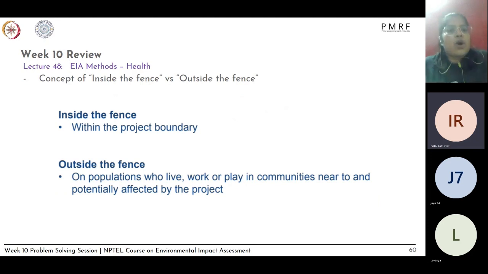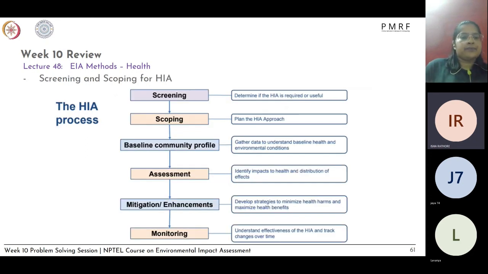And then we also looked at the concept of inside the fence and outside the fence. So inside the fence is within the project boundary, and outside the fence is when you have health impacts on populations who live, work, or play in communities near to or potentially affected by the project. So this is inside and outside the fence.